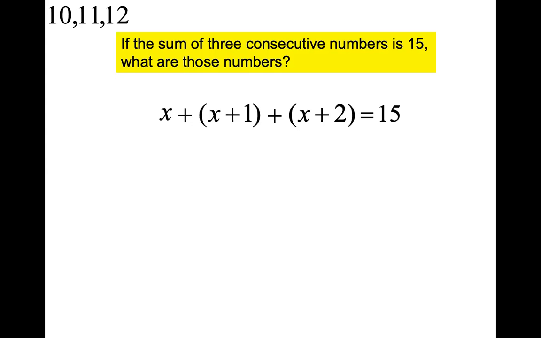Hey, what can we group together? X. How many x's do we have? 3x. Hey, what's 1 plus 2? 3. So if we group together the x's, we have 3 of them. And if we group together the 1 plus 2, we get 3. And now it's a 2-step equation. Hold on a second. Now it's a 2-step equation.